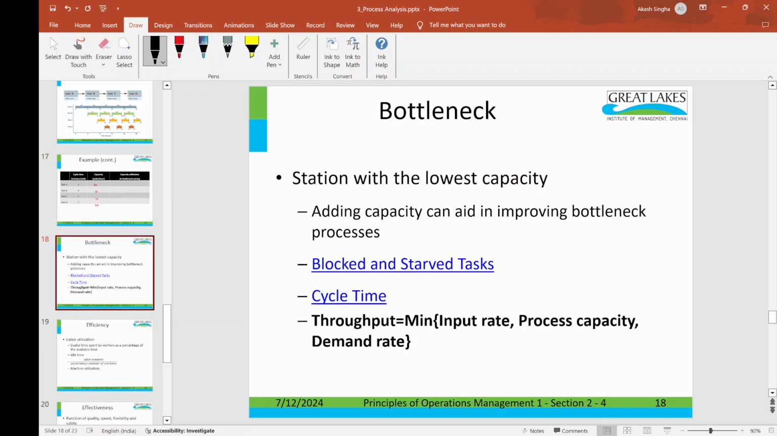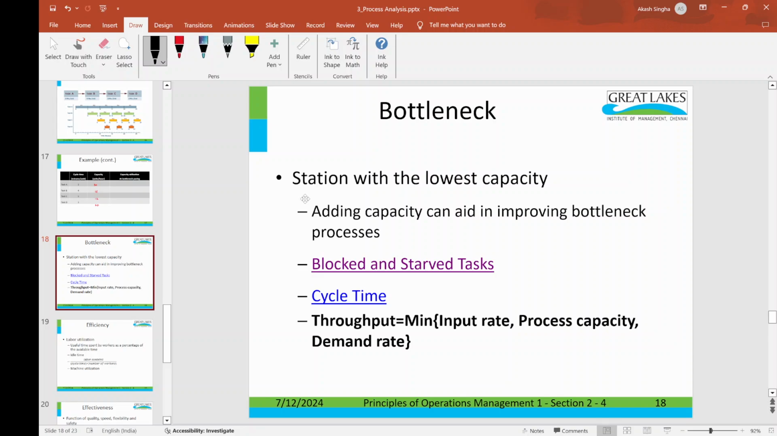So bottleneck, blocked. The station with the lowest capacity is generally the bottleneck. Yes, the station with the lowest capacity is called the bottleneck. That can result in two situations. One is blocked and one is starved.